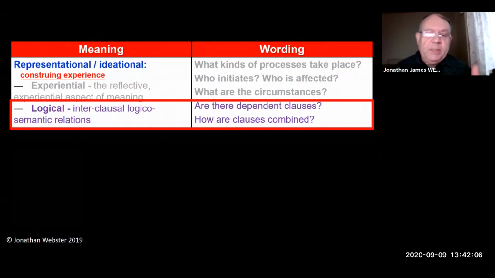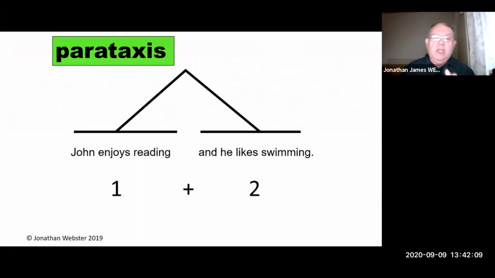All right, there's another element here, which is the logical. And when I talk about logical meaning, let me give some background to this. Logical meaning. When we expand on an idea, do we expand on it symmetrically? We call that parataxis. Okay, John enjoys reading and he likes swimming. So I have a sequence here of two ideas, symmetrical, even. They are equal grammatically. We say that's parataxis. The relationship is paratactic.